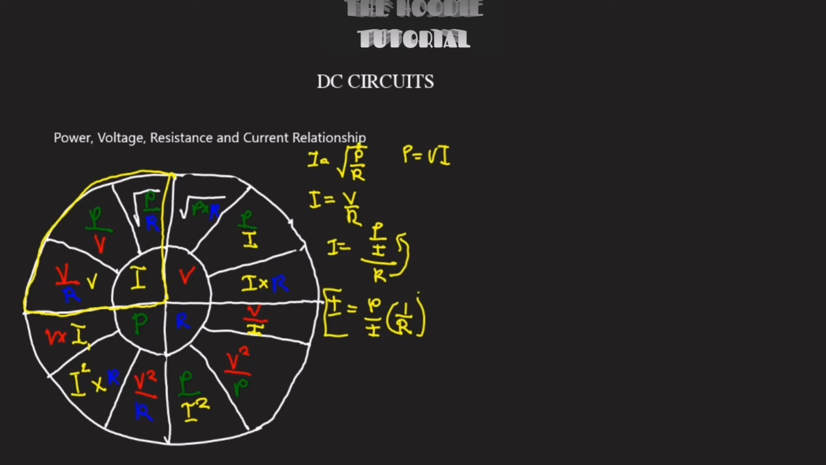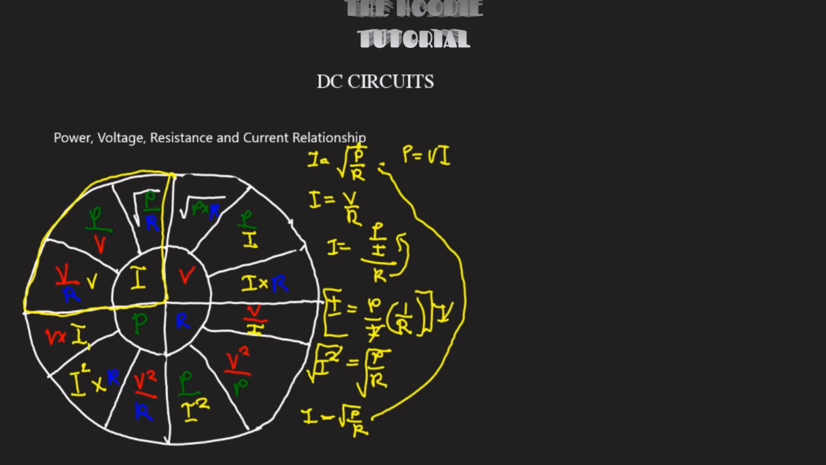If we multiply both sides by I, the left side becomes I squared, is equal to, and then we can cancel this one, leaving behind only P over R. And then to find the value of I, we just have to take the square root of both sides. The square cancels, leaving behind I is equal to the square root of P all over R. So notice we have the same equation or formula right here.